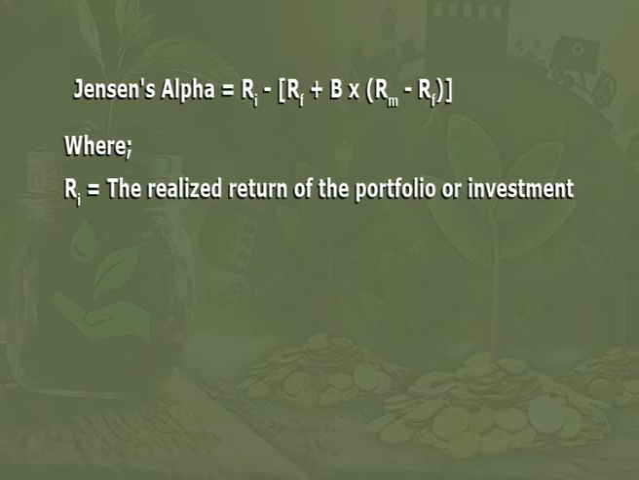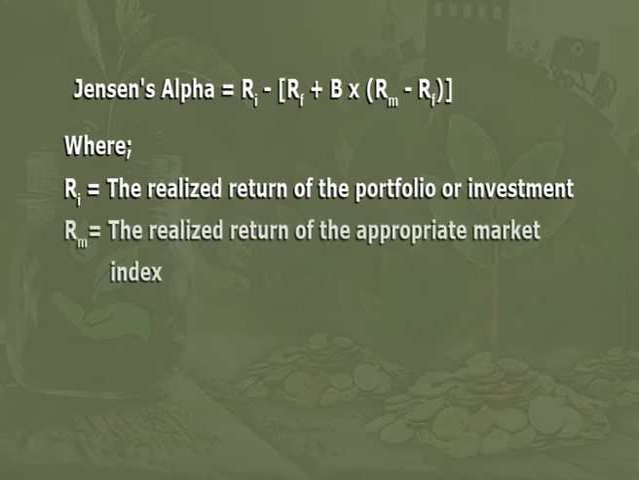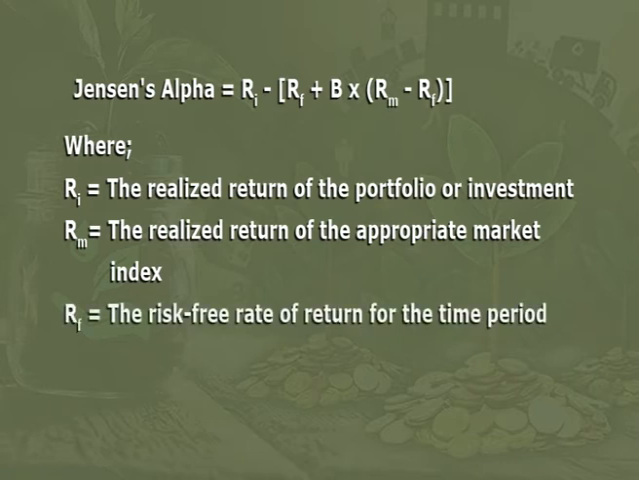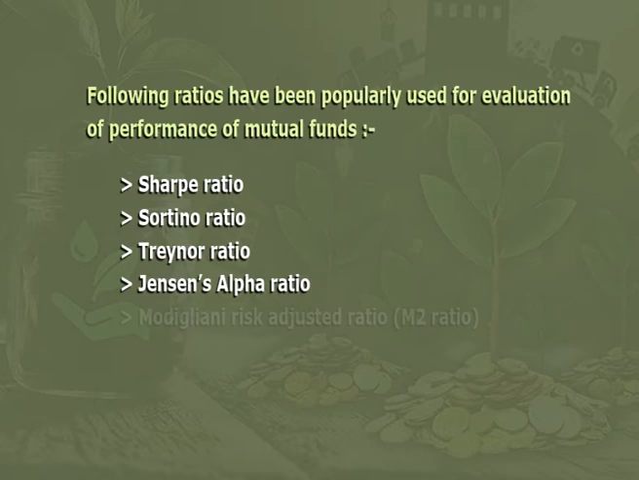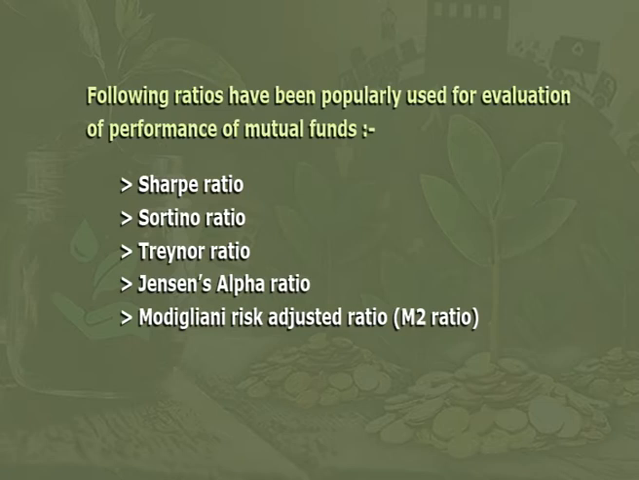the realized return of the portfolio or investment, RM is the realized return of the appropriate market index, RF is the risk-free rate of return for the time period, and B is beta of the portfolio of investment with respect to the chosen market index. The next is Modigliani risk-adjusted ratio, which is also called M2 ratio. It is the measure of risk-adjusted returns of some investment portfolio. It measures the returns of the portfolio adjusted for the risk of the portfolio relative to that of some benchmark.